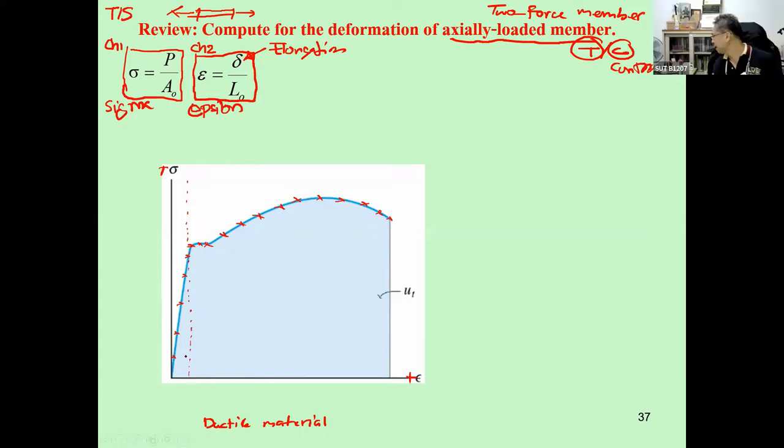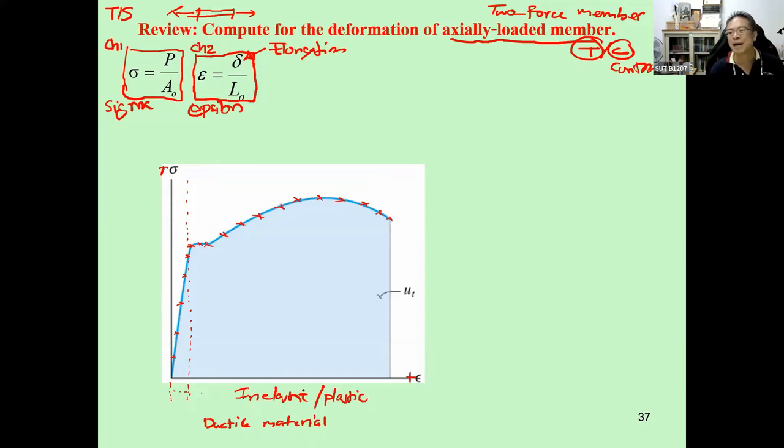One is going to be elastic. That is going to be something that you elongate, and if you release the force, it comes back to its original length, okay? That is elastic. The other part is going to be inelastic, or some people say plastic.